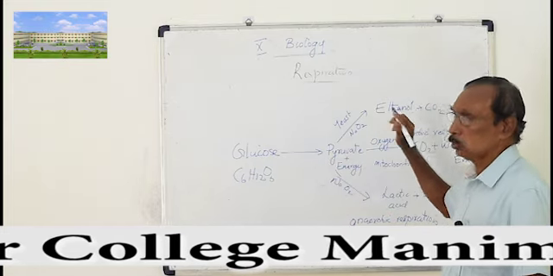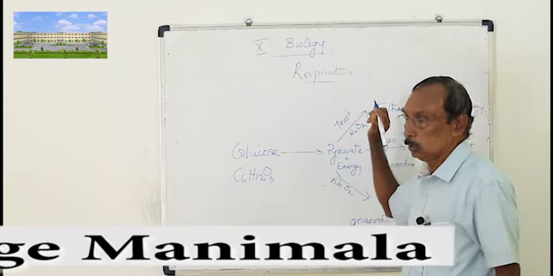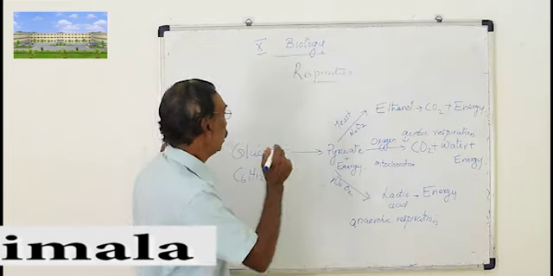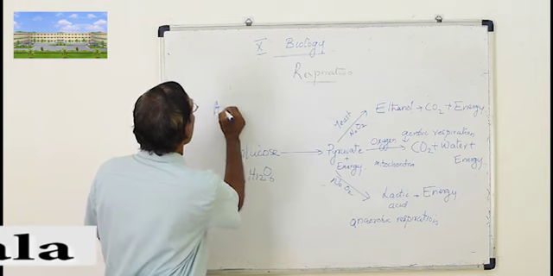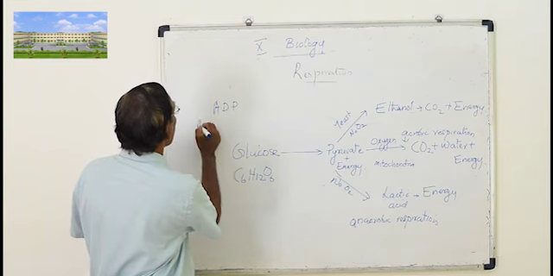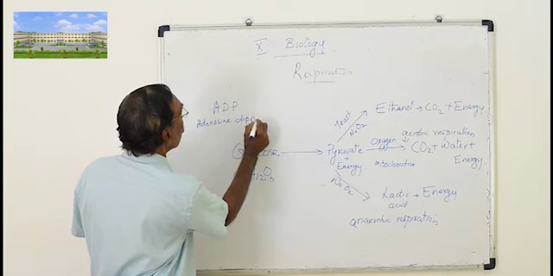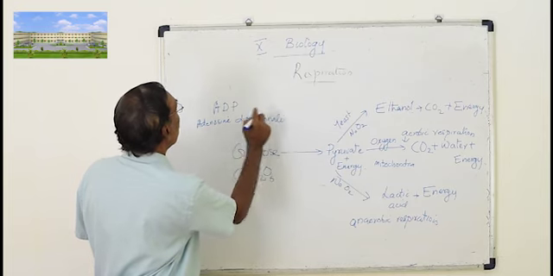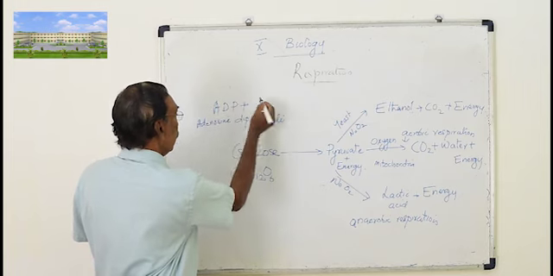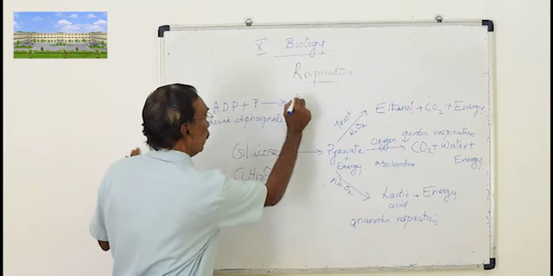Now, in all these cases energy is produced. How is the energy stored? There is a substance in our body called ADP, adenosine diphosphate. Diphosphate means 2 phosphate groups. When the energy is produced, it will combine with one more phosphorus, and it will produce what is called ATP.